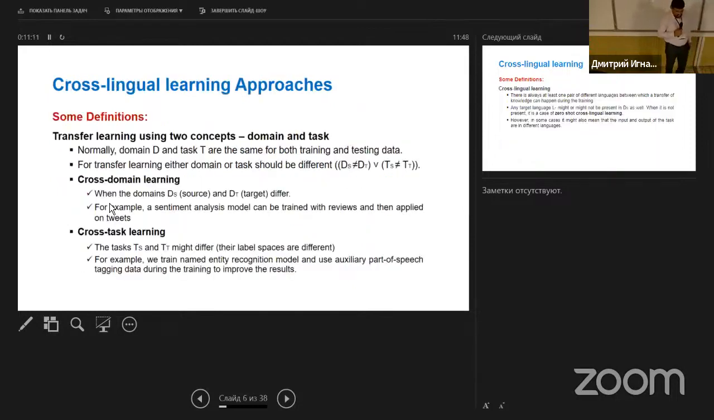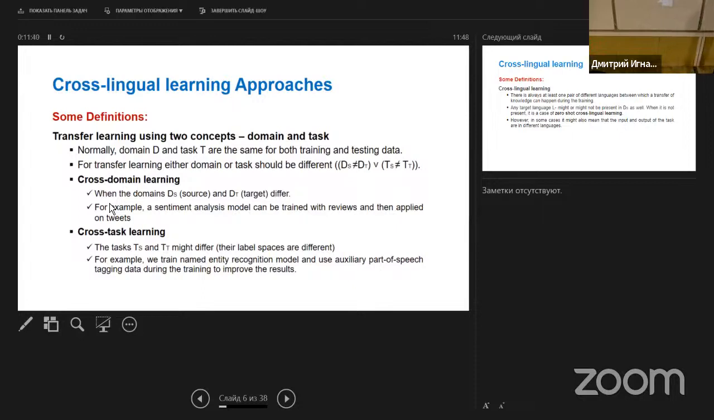Okay, so before going to the types of cross-lingual learning approaches, I want to give some definitions. These definitions are necessary to understand those types of cross-lingual approaches. Whenever we are dealing with transfer learning, we should keep two things in mind. The first one is the domain, and the other one is the task.